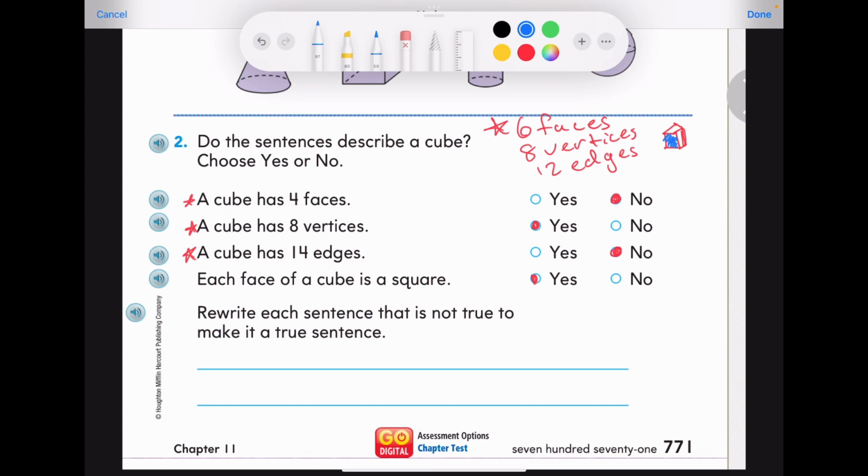Rewrite each sentence that is not true to make it true. So the ones that we said no for were this first one and this bottom one. So I'm going to correct the first one. I would say that a cube has 6 faces. And then to correct my next one, I'm going to say a cube has 12 edges. And that's for number 2.